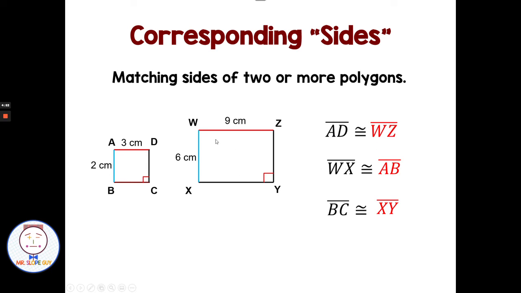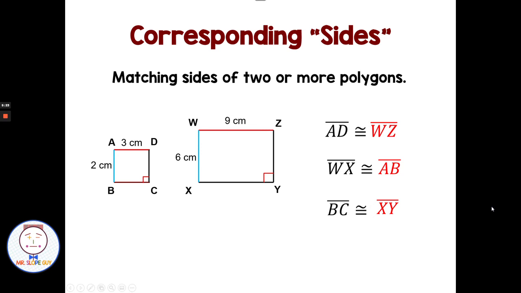What about WX? WX on the large rectangle would correspond with what side on the small rectangle? Well, it matches with AB. So line segment WX corresponds with line segment AB. And if we look at line segment BC, BC on the small rectangle would correspond with XY on the large.